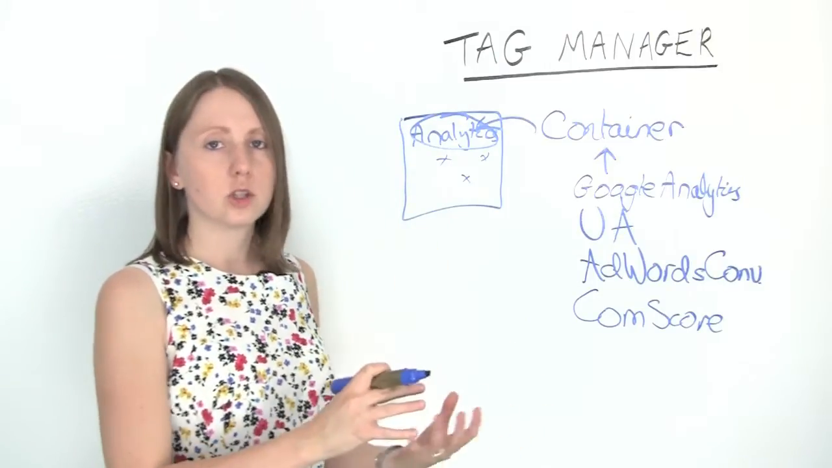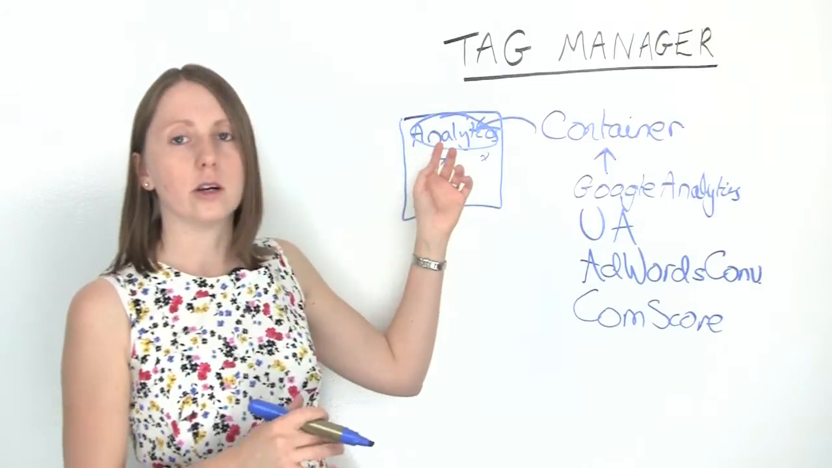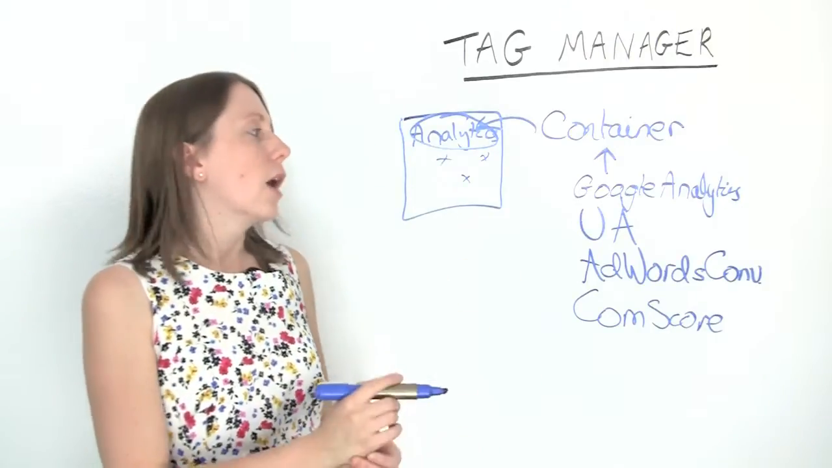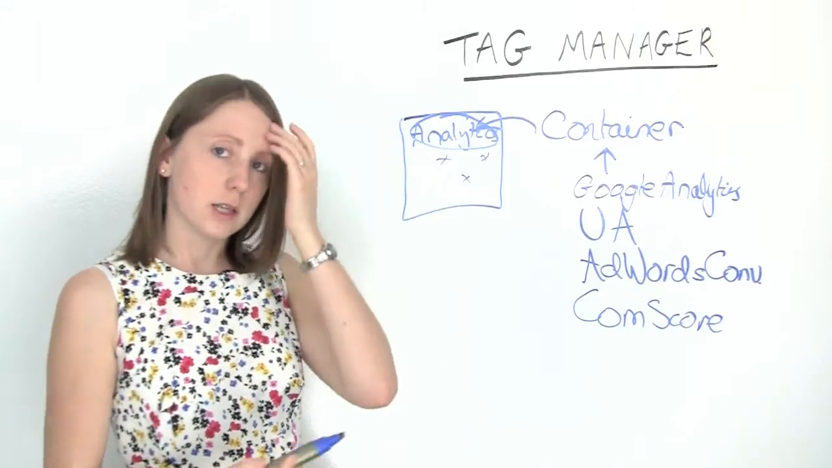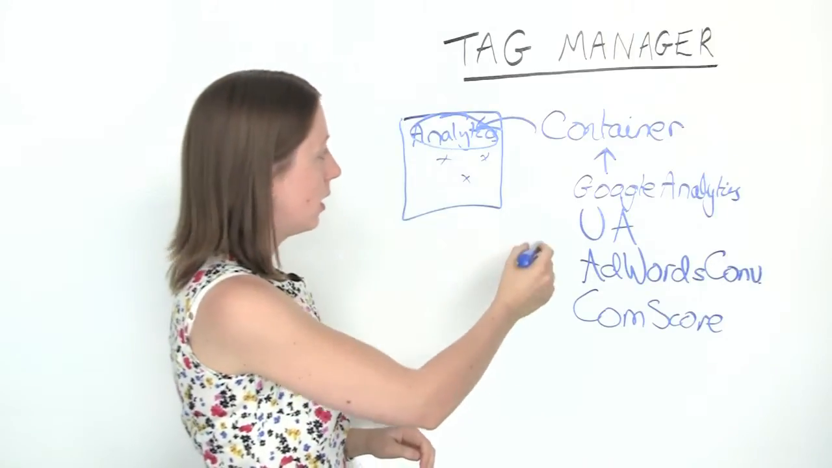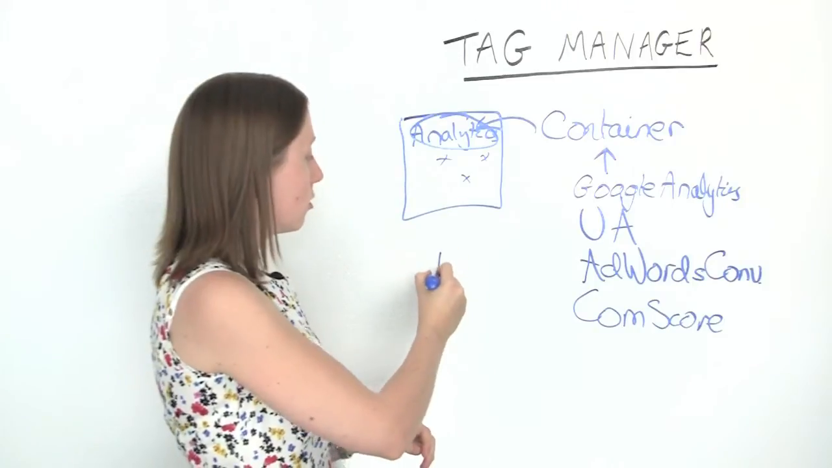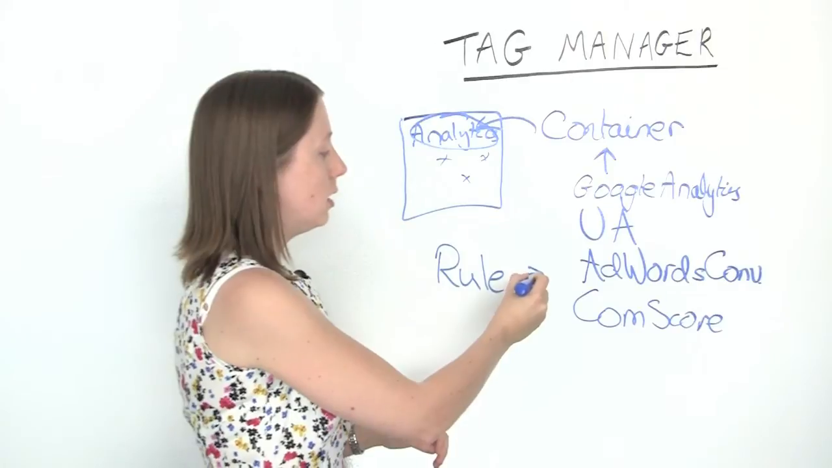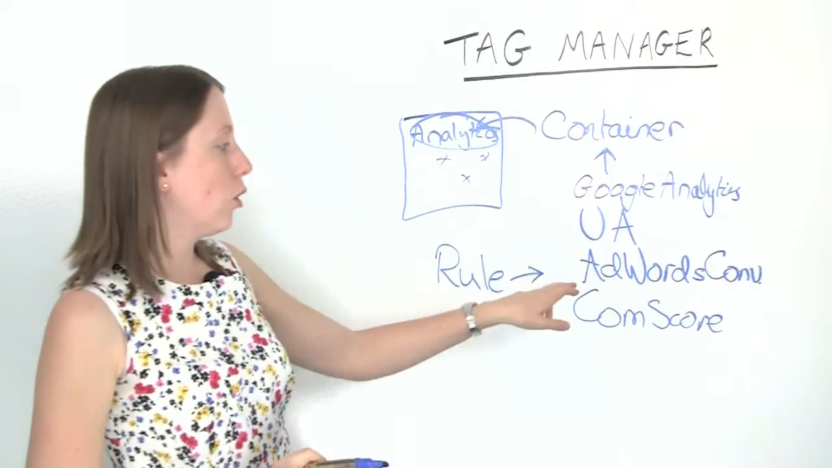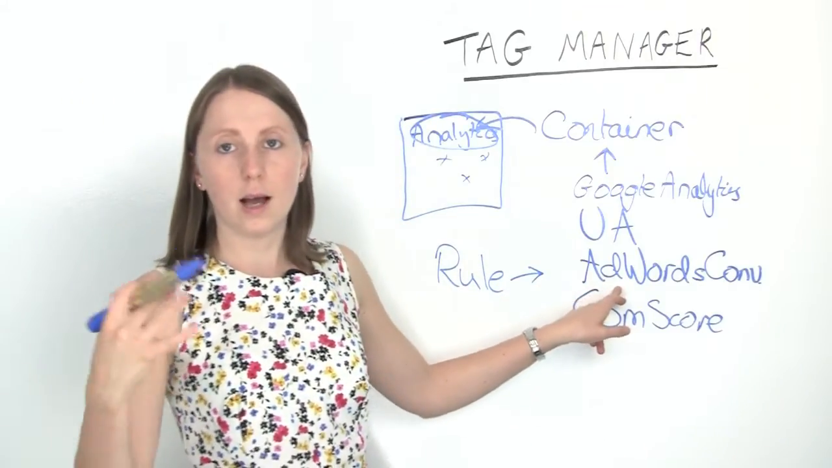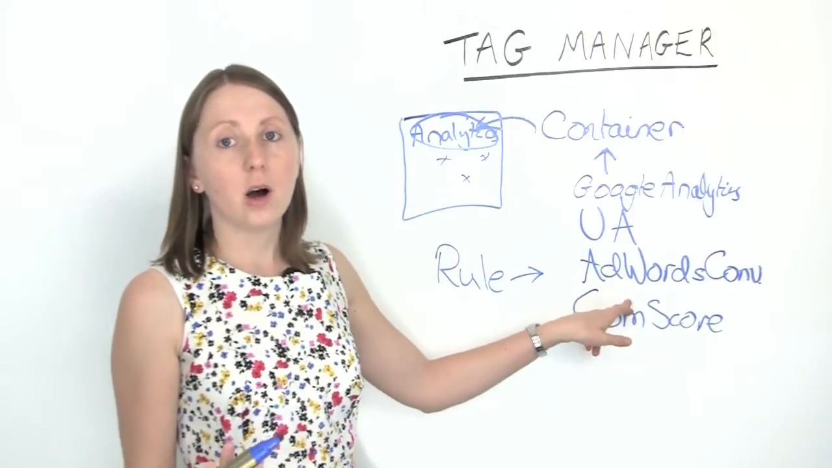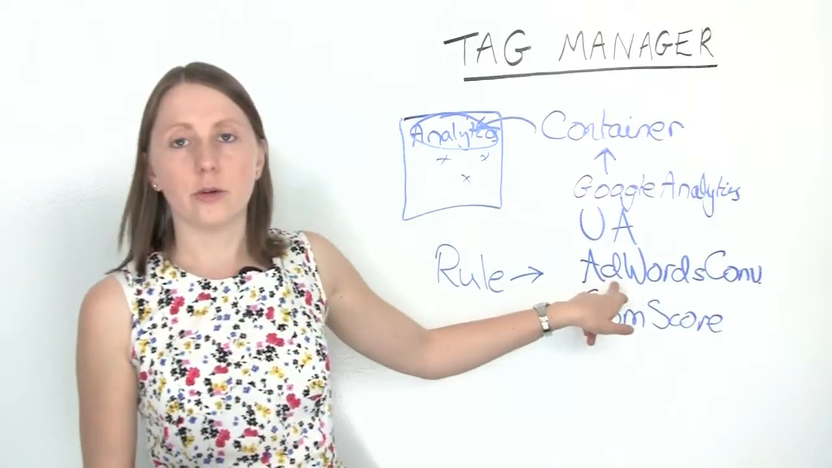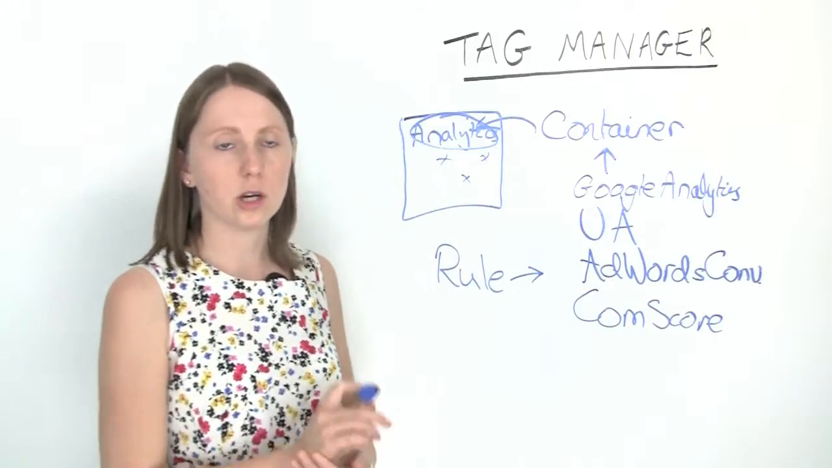And then when somebody comes to your site and this container fires, it would then be able to pass through all the bits that you set. Now, the way that you would do this is that each bit that you add to the container, you can then write a rule to tell it when to fire. So you write a rule to say, on my order completion page, fire the AdWords conversion tracking code. And that would mean that that piece of code was only fired when somebody was on a certain URL.